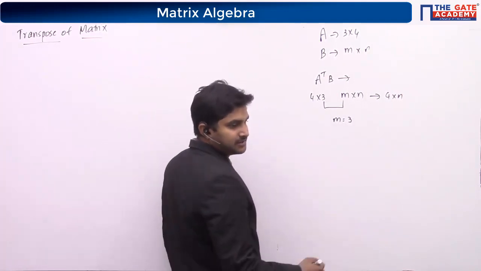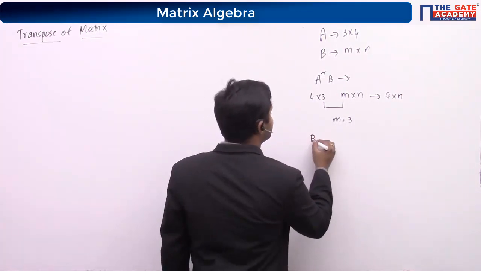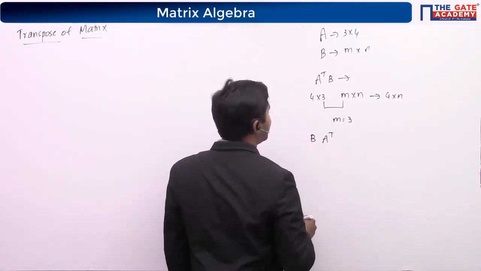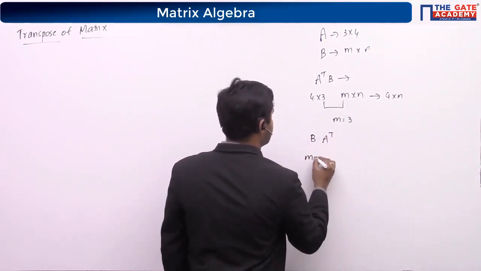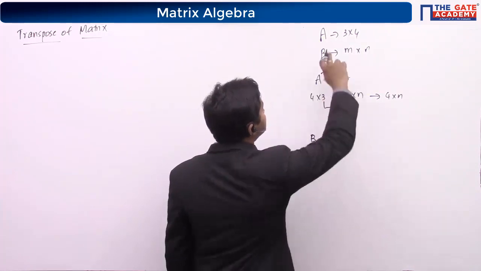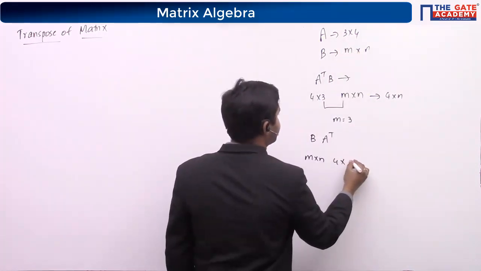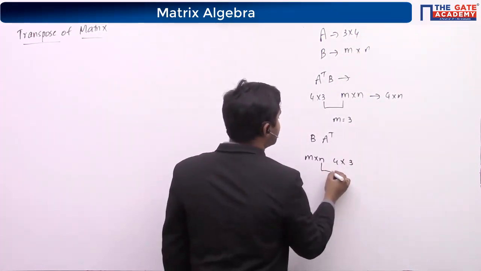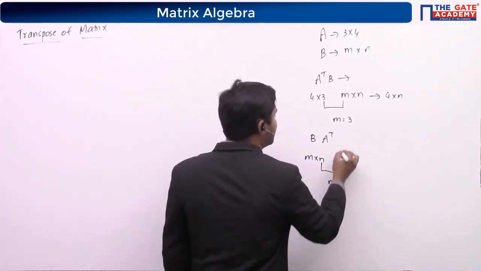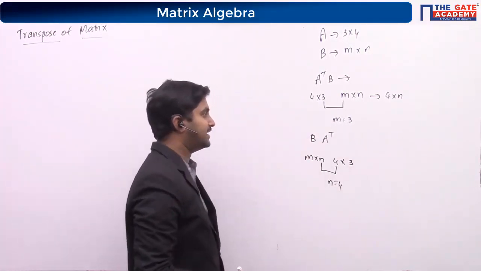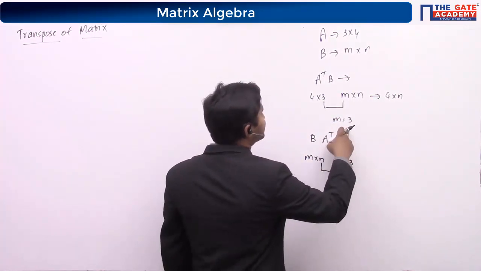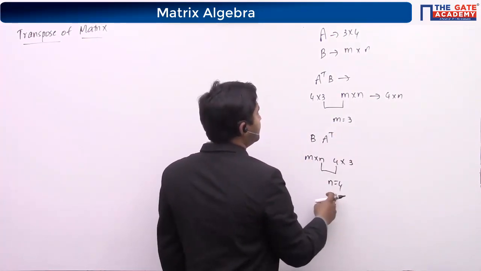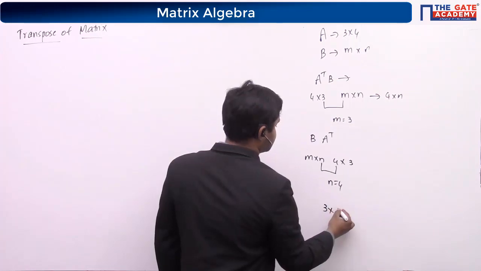And even B A transpose is possible. It means that B is going to be m cross n and A transpose is going to be 4 cross 3. It means the value of n should be equal to 4 if B into A transpose is defined. Clear? So therefore, the value of m is 3 and the value of n is 4. It's going to be a 3 cross 4 matrix.